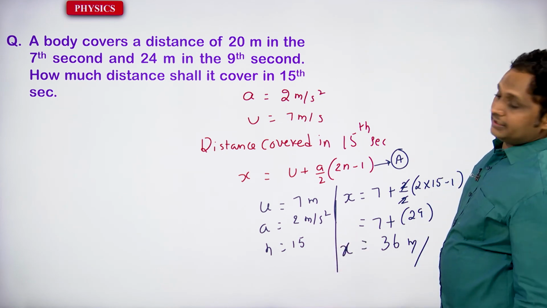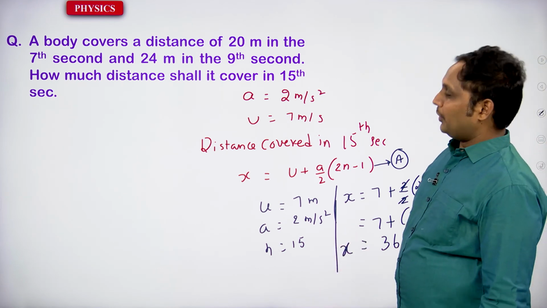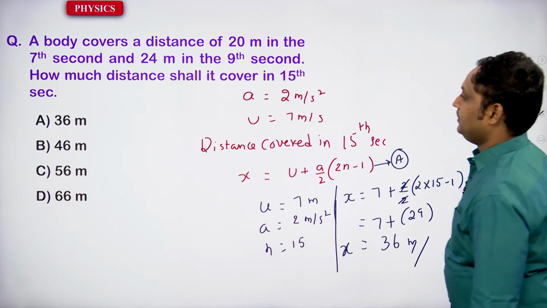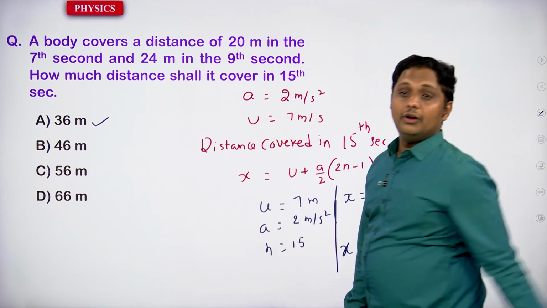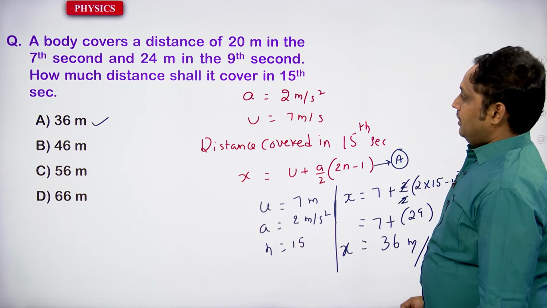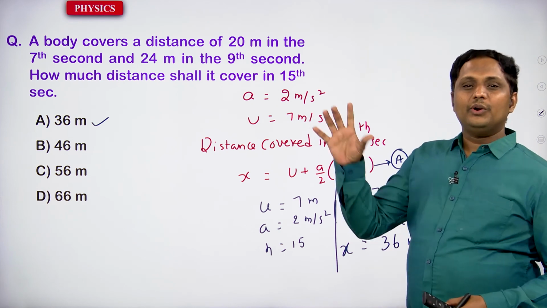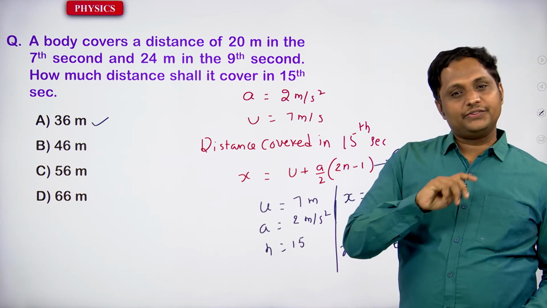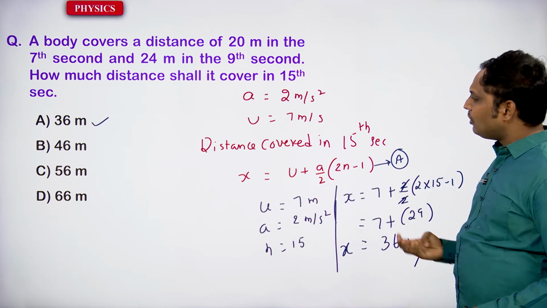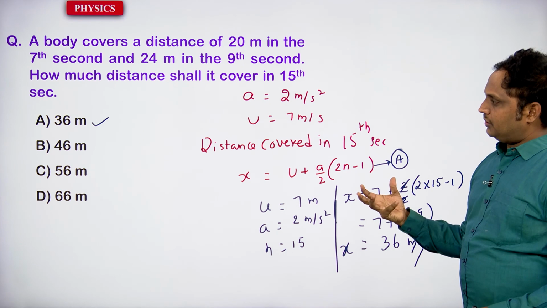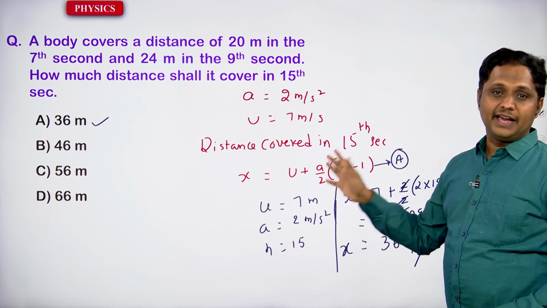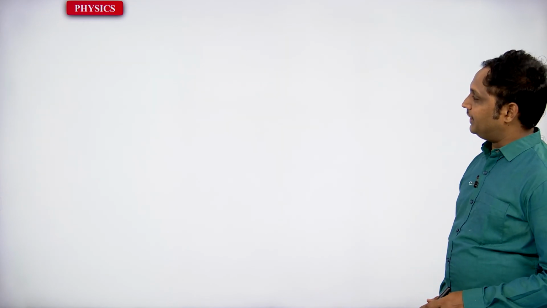So, distance covered by the body in the 15th second is going to be 36 meters. Okay, we have that answer. All right, it is very clear. In this method you can solve that. While you are going to have the substitution, please take care about that. Each and every parameter is going to be verified at the time of calculation. Okay, let us go for another one.